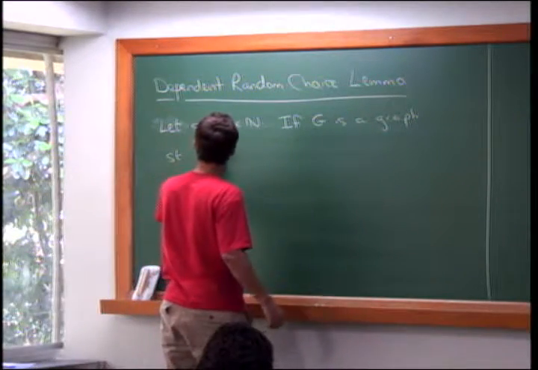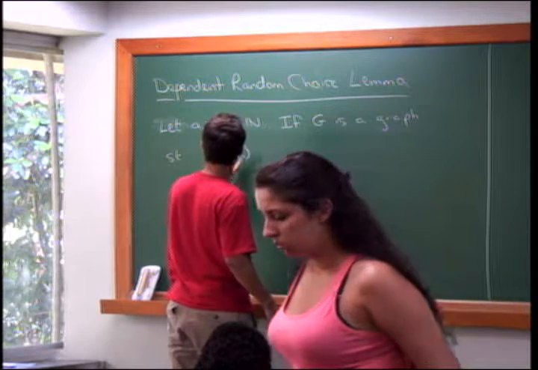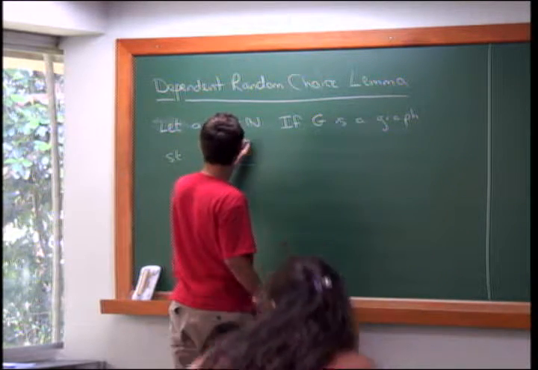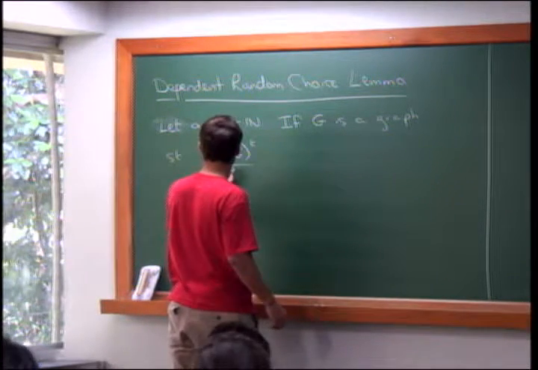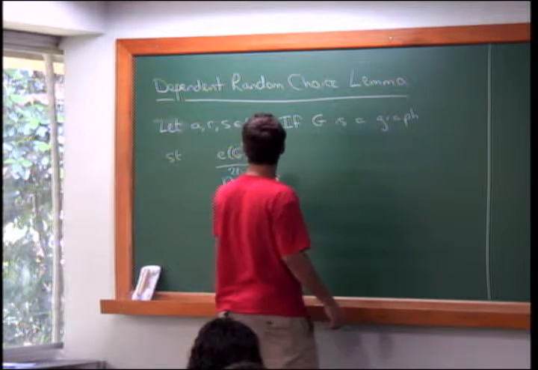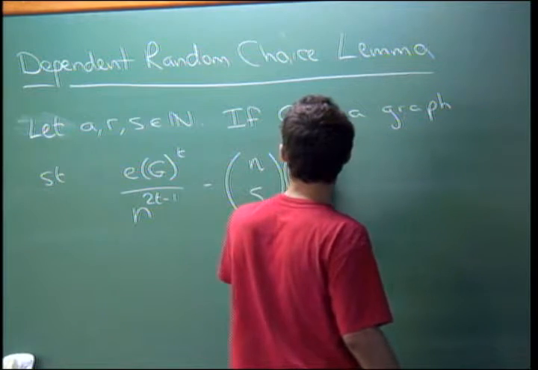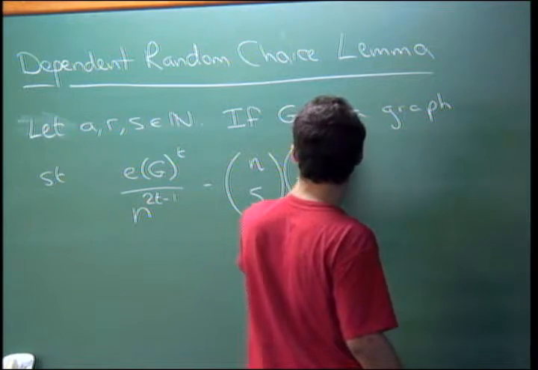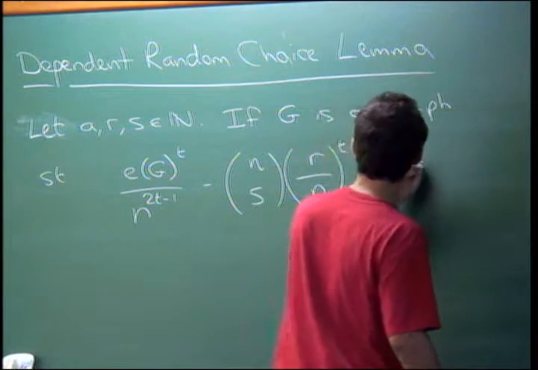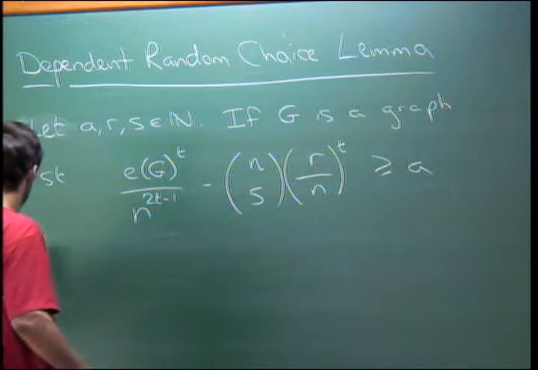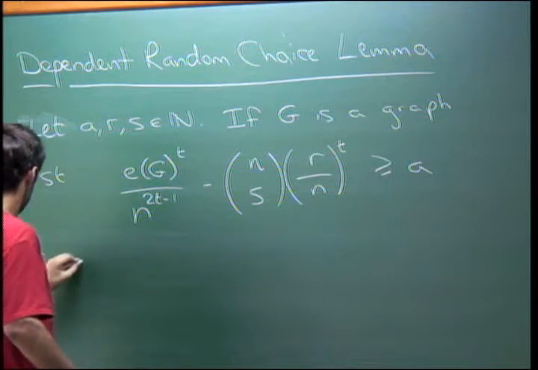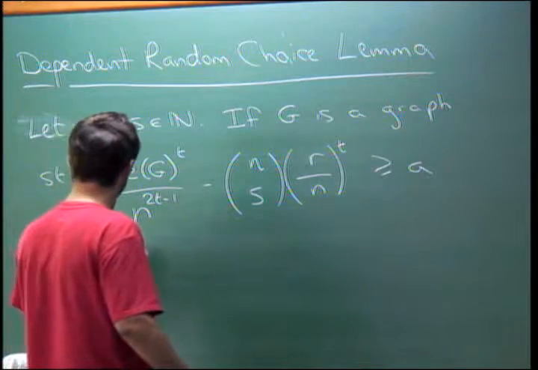Such that, what was it, number of edges to the power t over n to the 2t minus 1, minus n choose s, r over n to the t, is at least a, for some t.